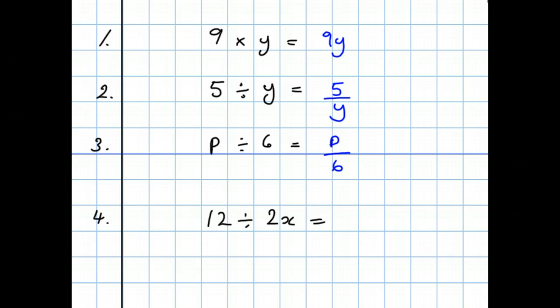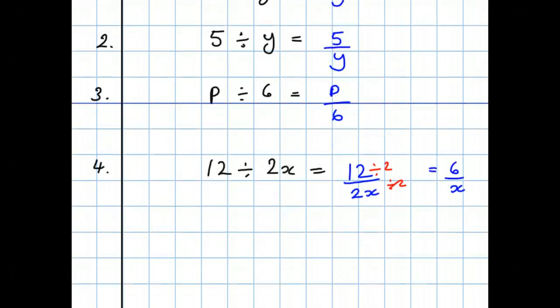Well, we write it as a fraction, 12 over 2x, and then if you recall from your earlier work on fractions, we cancel it down. Now 2 is the common factor. 12 divided by 2 is 6. 2x divided by 2 is x. So it's 6 over x.